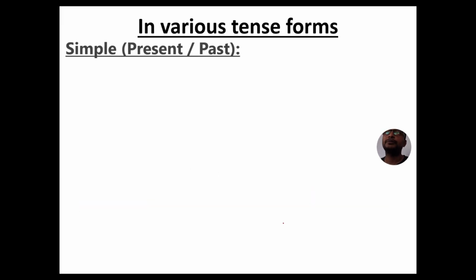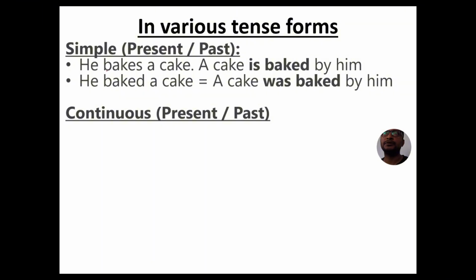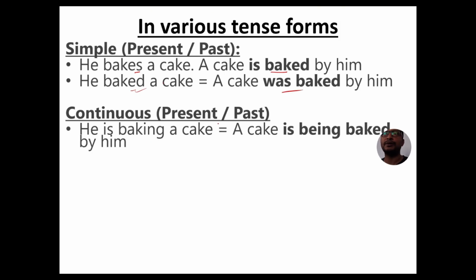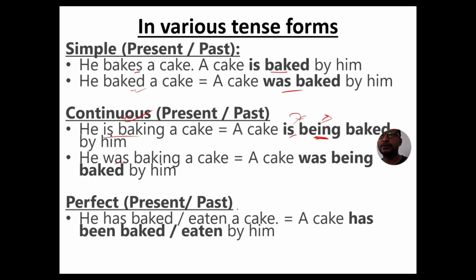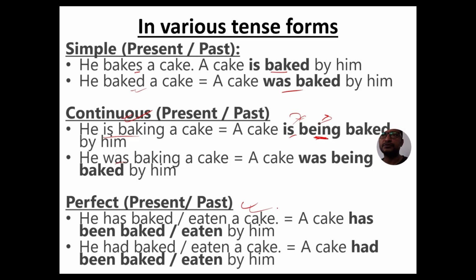Okay, so in various tense forms you can see, in the simple present, he bakes the cake, the cake is baked. In the simple past, he baked the cake, the cake was baked, right? In the continuous form, you say he is baking a cake. This is the present continuous tense, right? The cake is being baked by him. Is being, this is the be form of the verb. He was baking a cake, the cake was being baked by him. So this was the past continuous. For the rest of the tense forms you can do it by yourself.